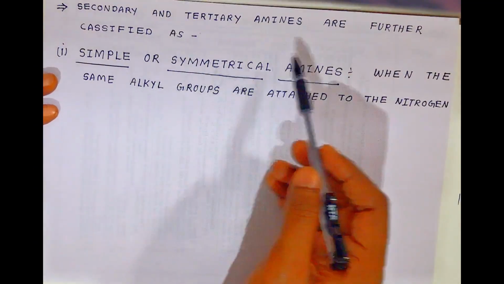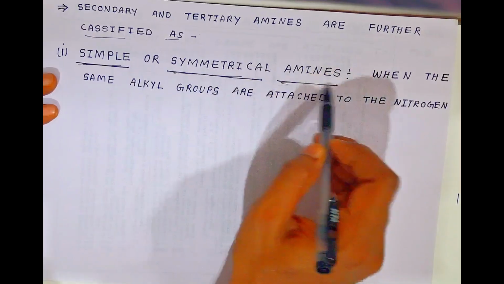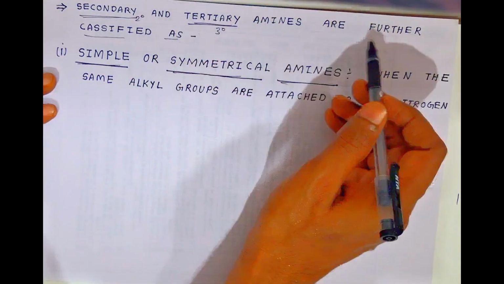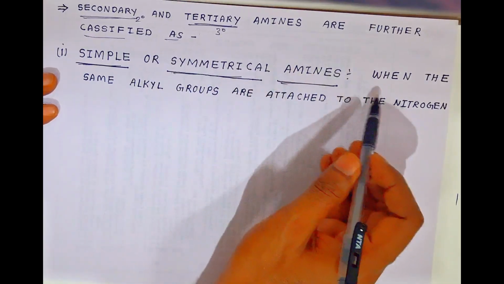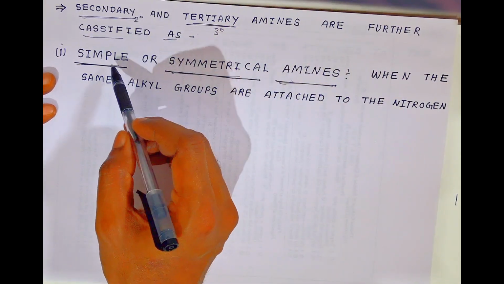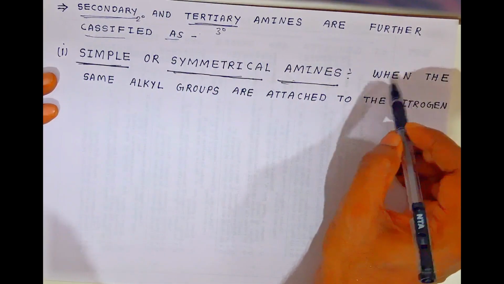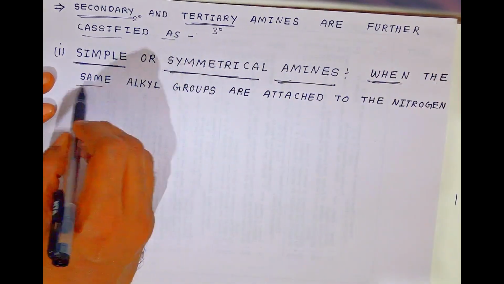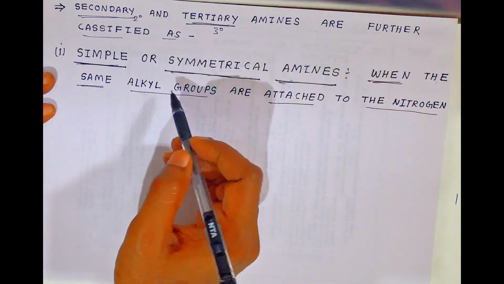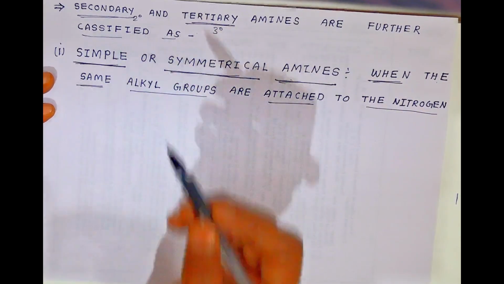Secondary and tertiary amines are further classified as simple or symmetrical amines. Secondary, students, that is second degree, and third degree amines are further classified as simple or symmetrical amines. Now, what are simple or symmetrical amines, students? In examination, sometimes they may ask what simple amines are and what symmetrical amines are in secondary and tertiary. So, students, when the same alkyl groups are attached to the nitrogen, we call them simple or symmetrical amines.